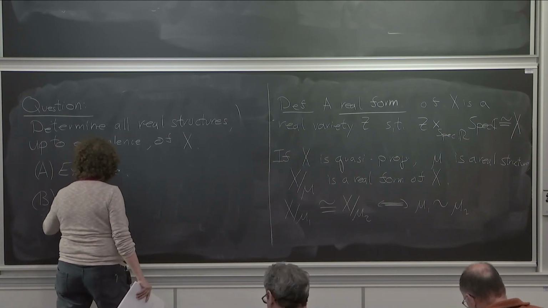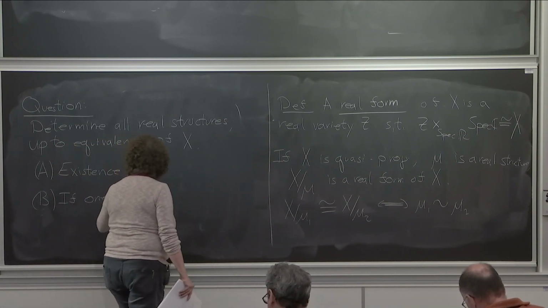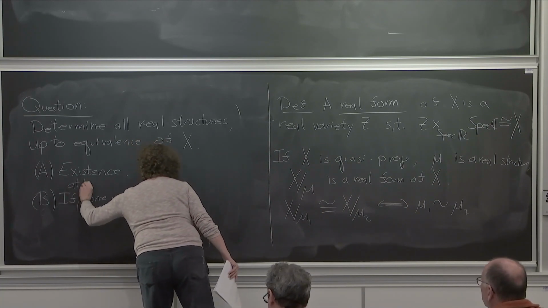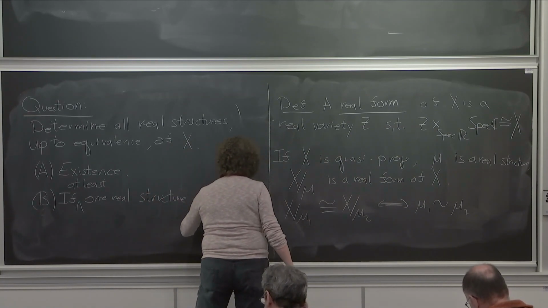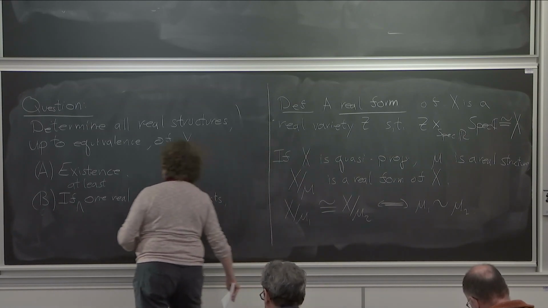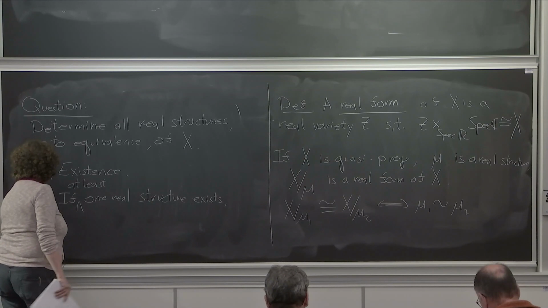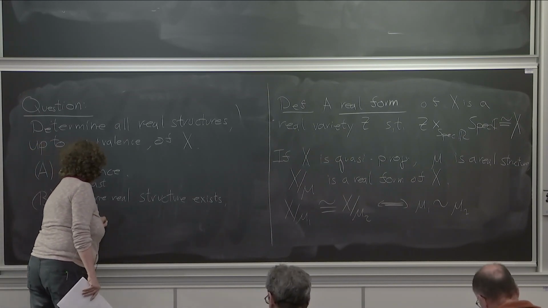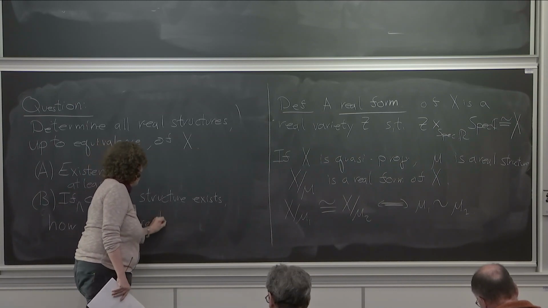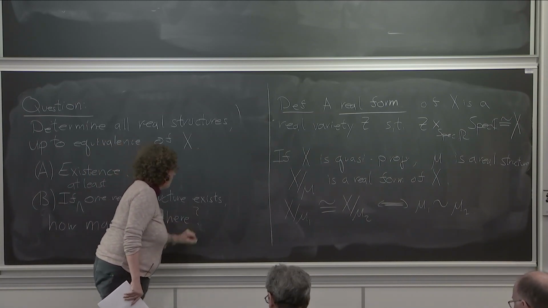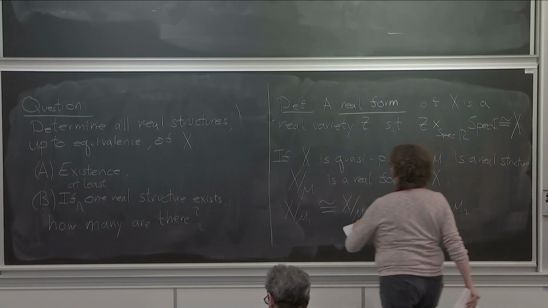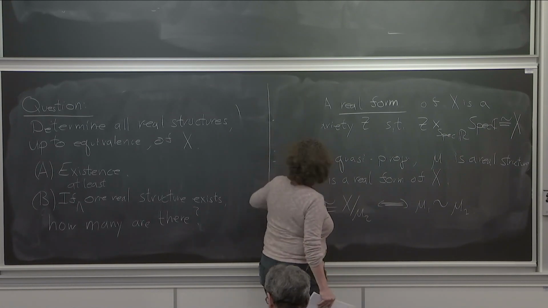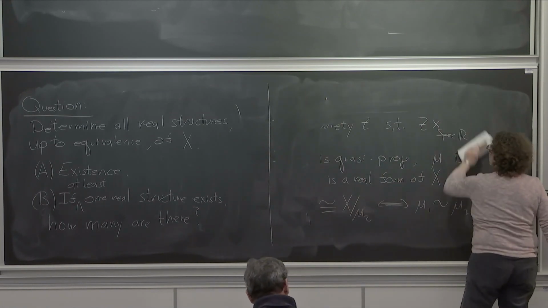If at least one real structure exists, how many are there? What are all of them? Now, this is a classical result, where the way one can figure out how many there are is with a cohomology set.